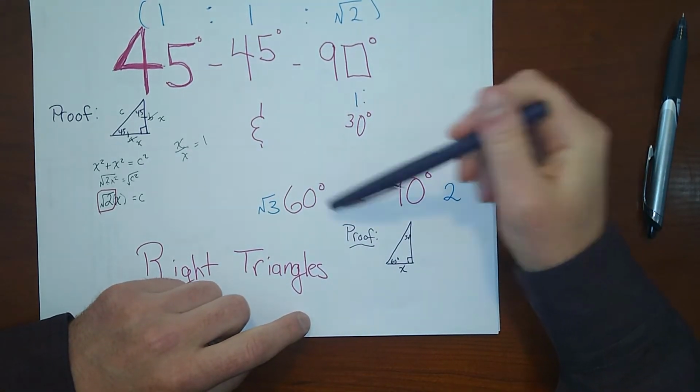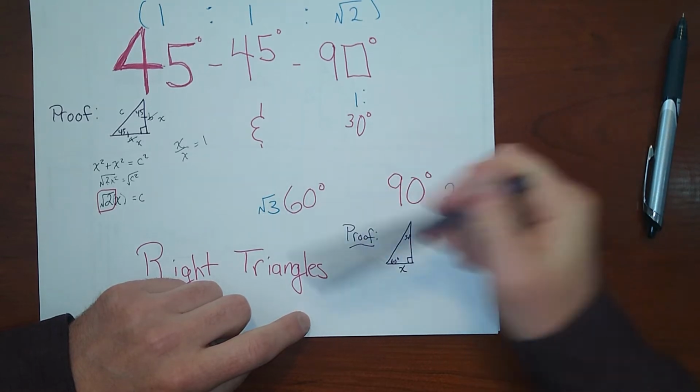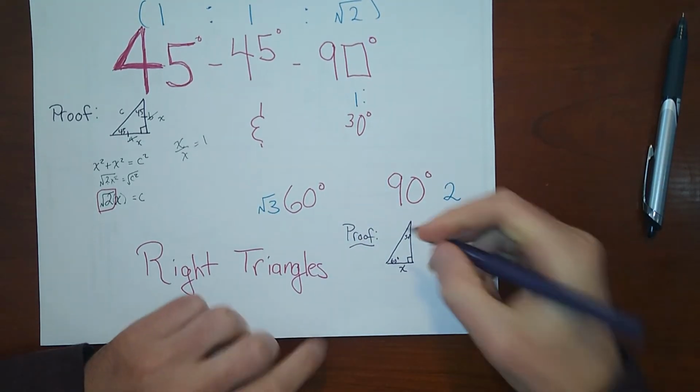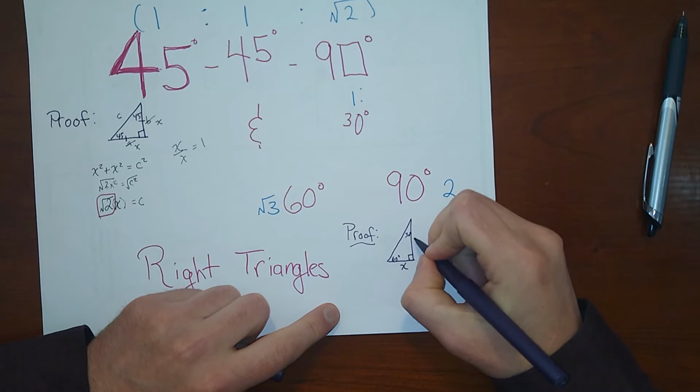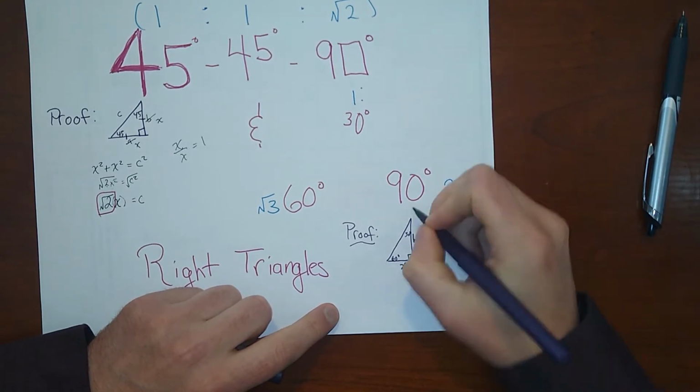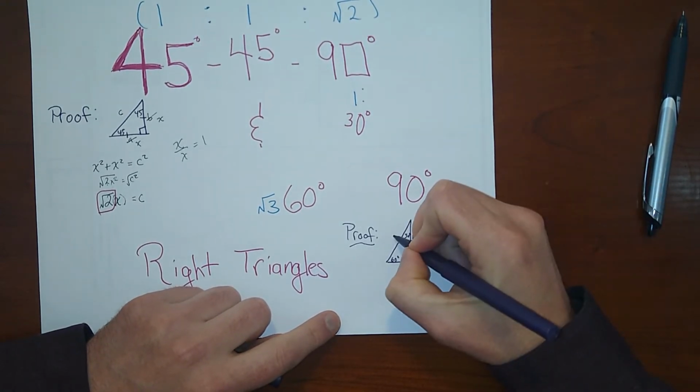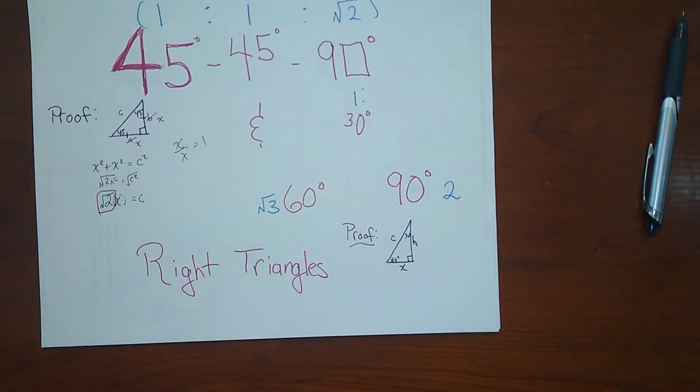And the side opposite the 60-degree angle will be square root of 3 times that. Okay, but we don't know this yet. We're going to try to prove this. So let's say we have h here for the height of this. And then we have, again, let's just call this c for the hypotenuse.